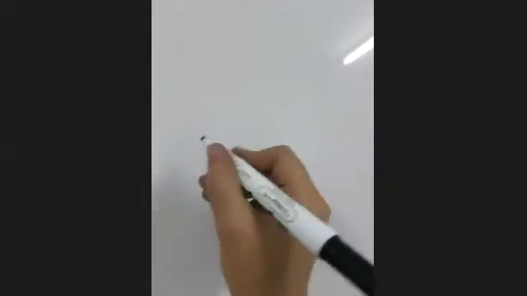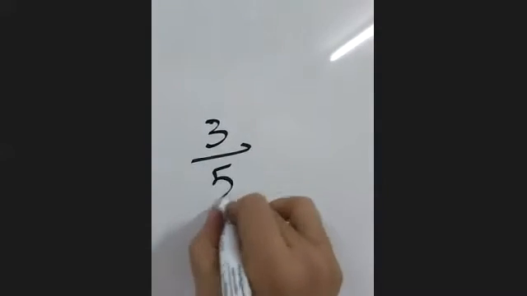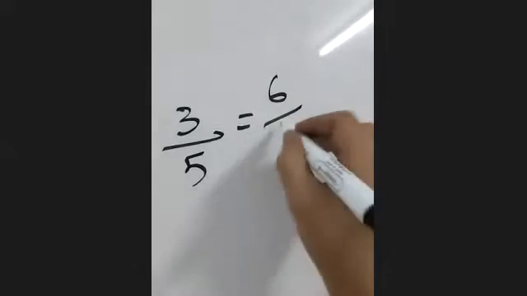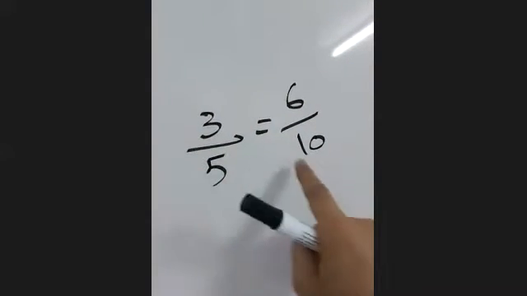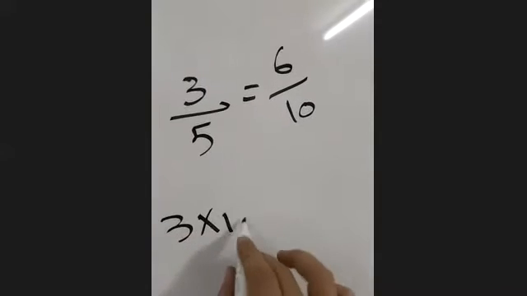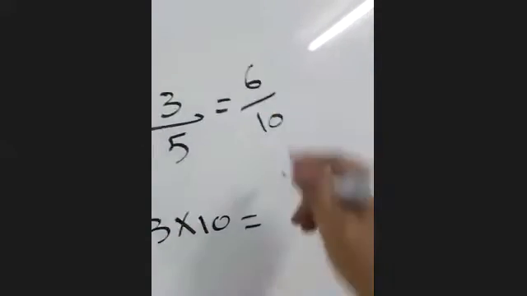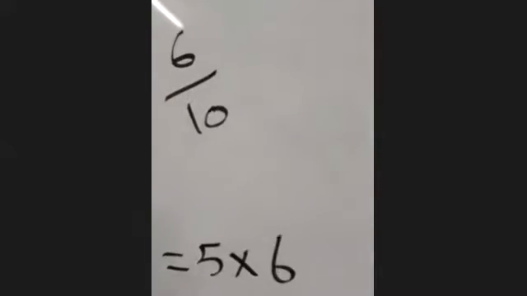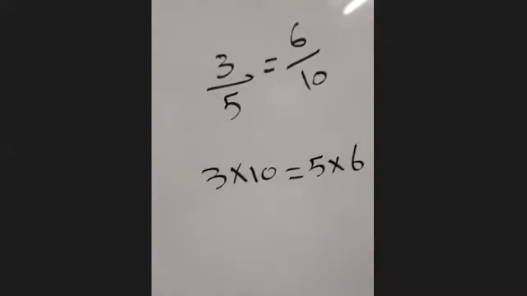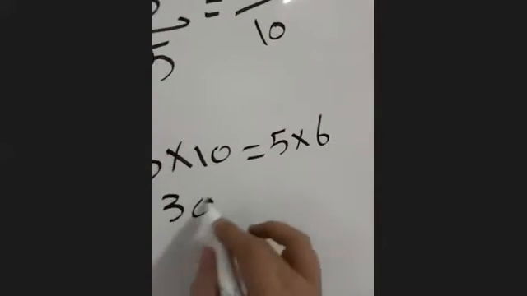For example, 3 over 5 equals 6 over 10. Now, we can make a cross product. 3 multiply 10 equals 5 multiply 6. Okay, guys? Now, here 30 and here 30.